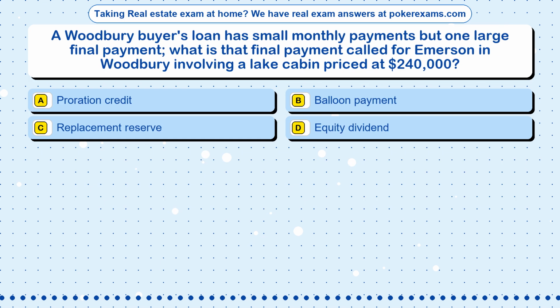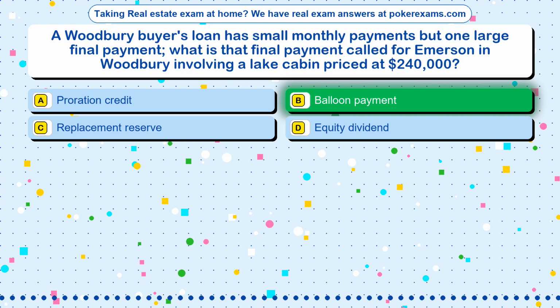Question 30. A Woodbury buyer's loan has small monthly payments but one large final payment. What is that final payment called for Emerson in Woodbury involving a lake cabin priced at $240,000? Option A, proration credit. Option B, a balloon payment. Option C, replacement reserve. Option D, equity dividend.